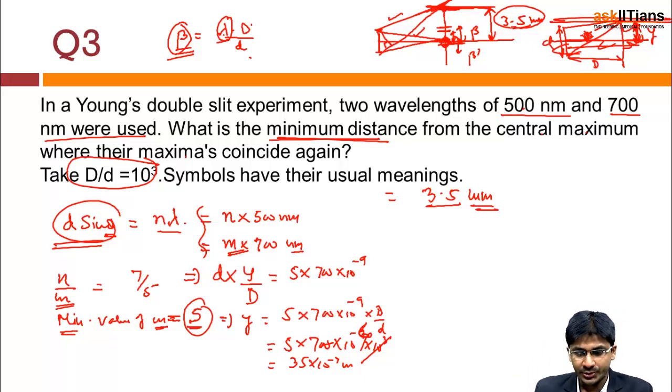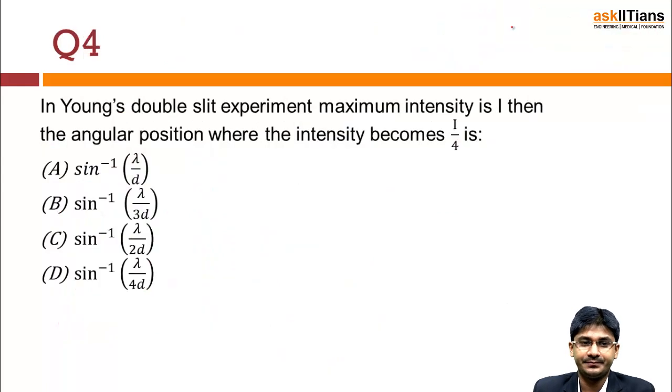Okay. So let's move to the next question. Now in a Young's double slit experiment, it's given that the maximum intensity is I. Okay. So the maximum intensity is I. It's given to you. What is the angular position where the intensity becomes I by 4?